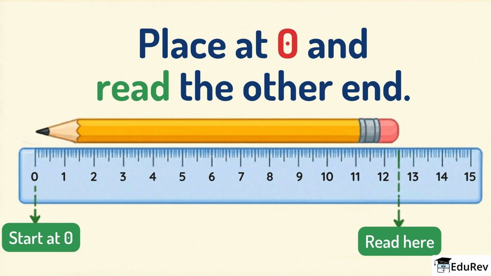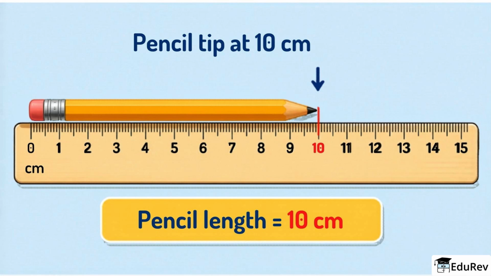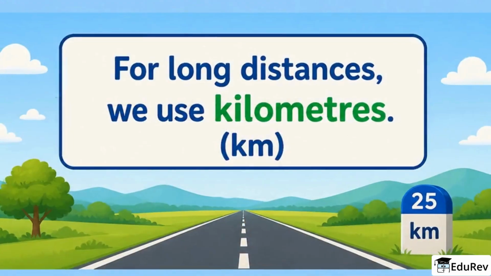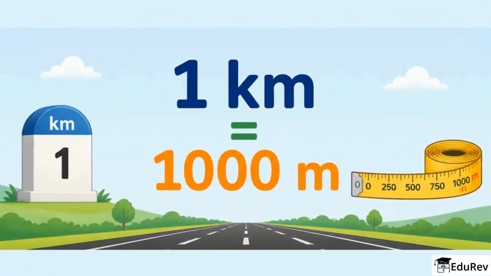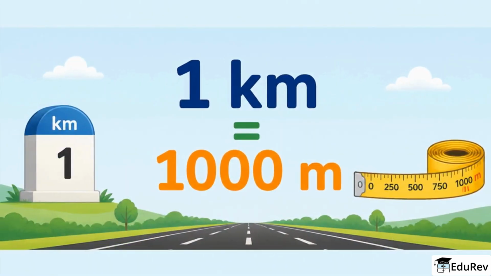To measure with a ruler, place one end at the 0 mark and read the other end. For example, if a pencil tip reaches the 10 centimeter mark, the pencil is 10 centimeters long. For very long distances, we use kilometers, written as km. 1 kilometer is equal to 1000 meters.